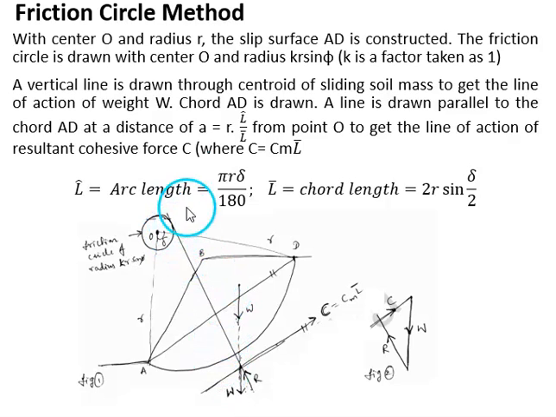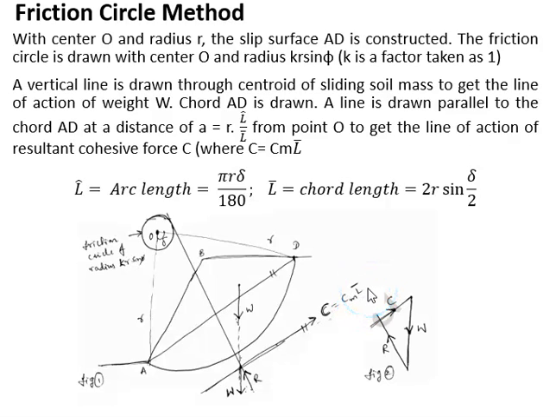Then we have to find a distance A, which is equal to r into arc length by chord length. With this distance from point O, we have to draw a line parallel to the chord. So this line represents the total cohesive force, which is located at a distance A from the center of slip circle.